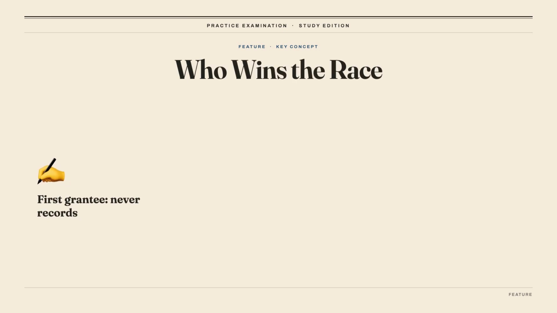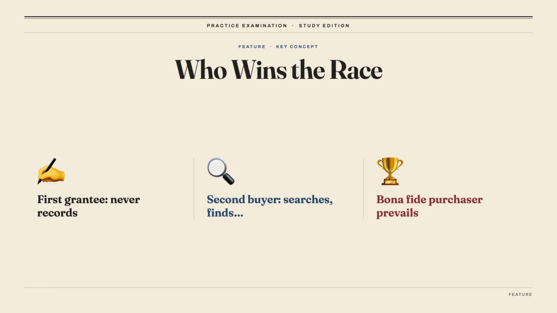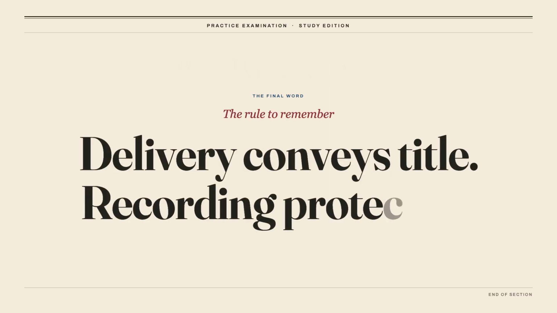A first grantee who takes delivery and never records leaves the record showing the grantor as owner. A second purchaser who searches, finds nothing, pays value, and knows nothing of the earlier transfer is a bona fide purchaser without notice. And under most recording systems, that second purchaser very often wins. The first grantee's deed was good the moment it was delivered, but her ownership stayed vulnerable every day it sat unrecorded. Recording doesn't create title, it shields the title you already have from anyone claiming ignorance of it.